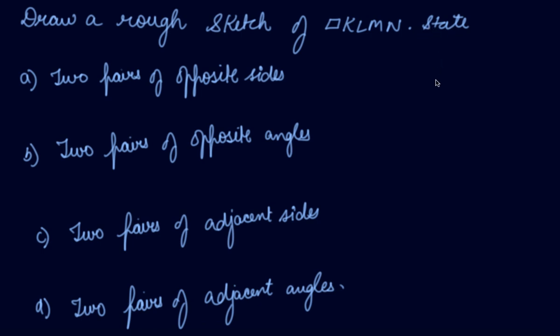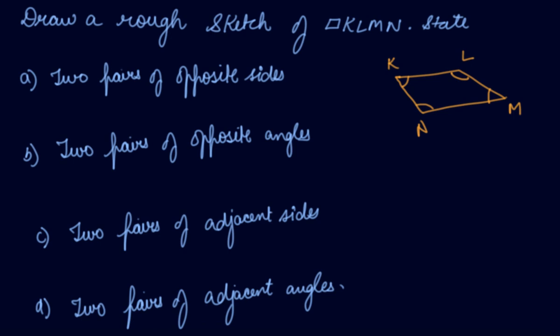Now they have asked you to draw a rough sketch of quadrilateral KLMN. Don't write it like this. No. Write it in the sequence. You can write KLMN, or you can write KLMN like this. In a series you have to write. So I'm writing it as KLMN. Now four sides are KL, LM, MN and NK. Four angles are NKL, KLM, LMN, MNK.